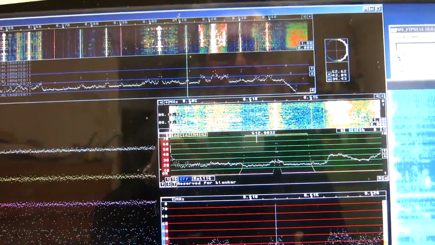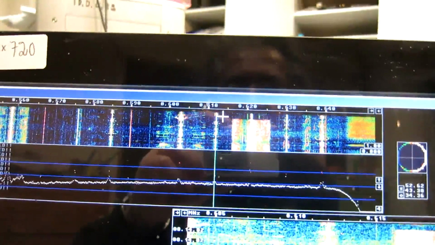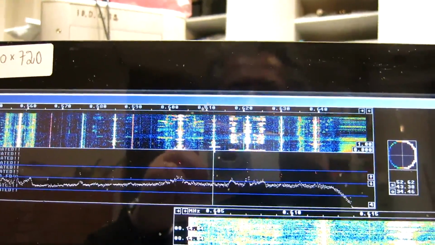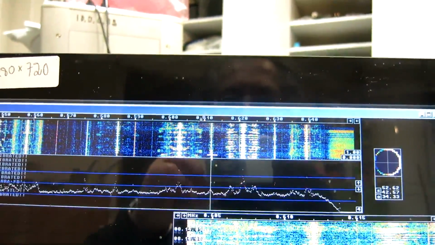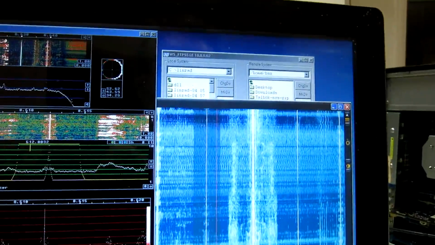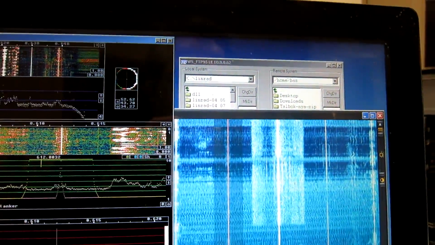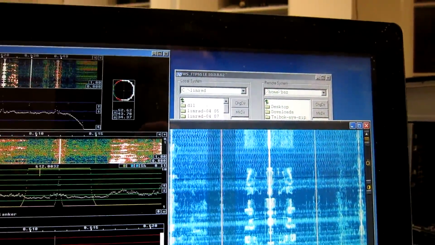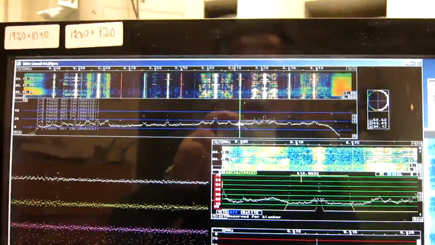The waterfalls differ because the waterfall in Linrad is here, and it shows the spectrum after the blanker has operated, while here is the signal before the blanker operated. But what comes to the loudspeaker is the same, or very close to the same.